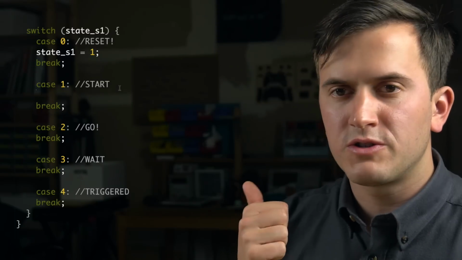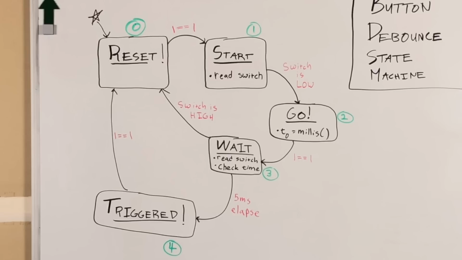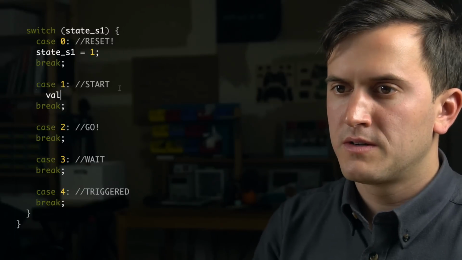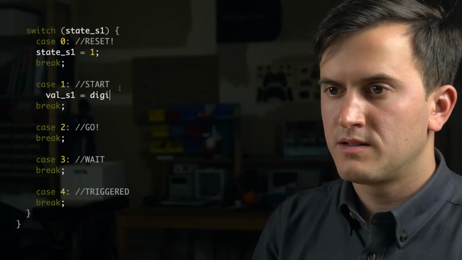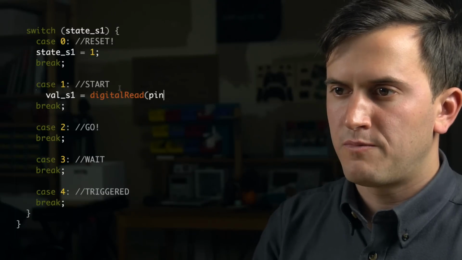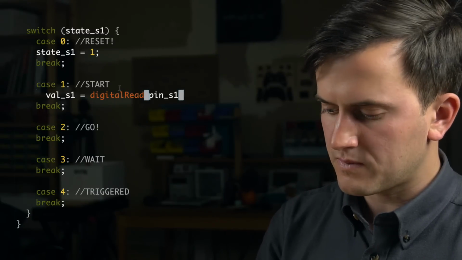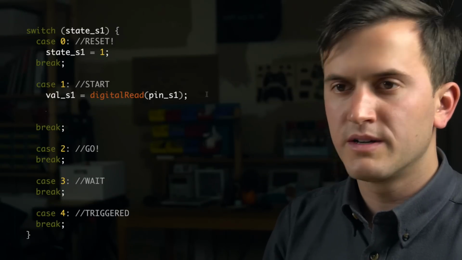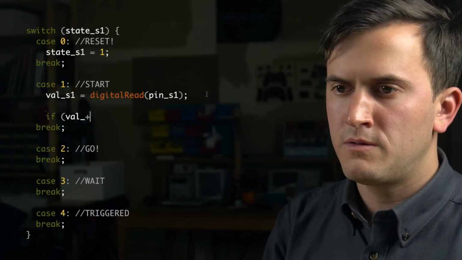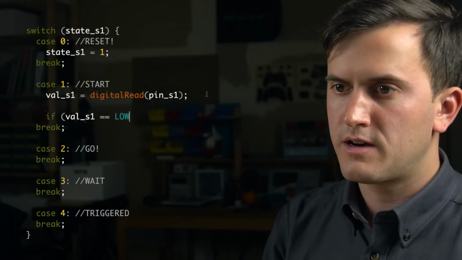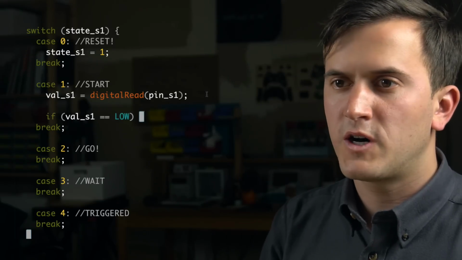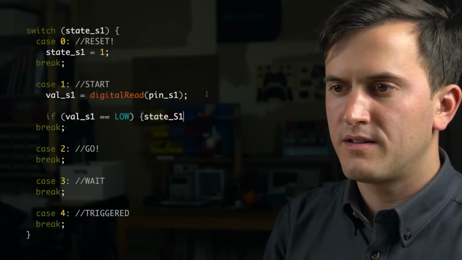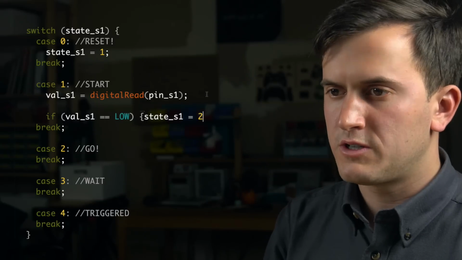Okay, start state. In the start state, we need to read the switch, and then our one transition will be to move to the go state if the switch is low. So first, let's read the switch. Value of switch 1 is equal to digital read of pin switch 1. So that is us reading the switch. Now we need to do our transition code. So I'll say if the value of S1 is low, then we'll run some code, and that code will be to set the state equal to 2.